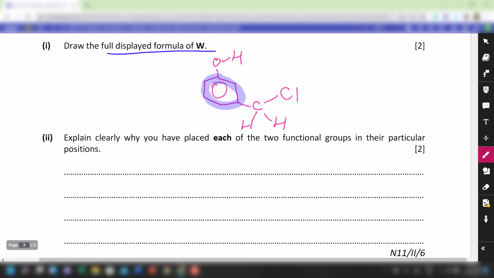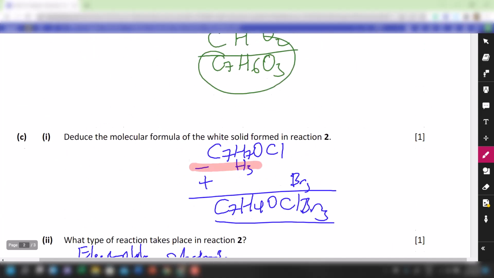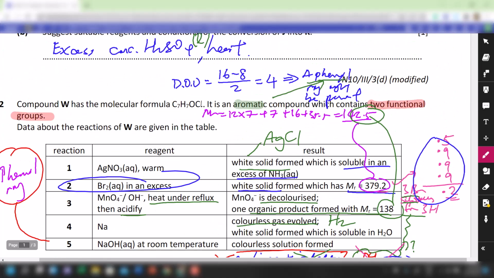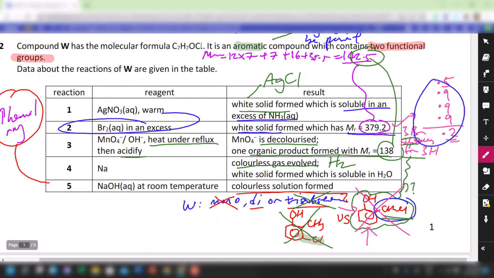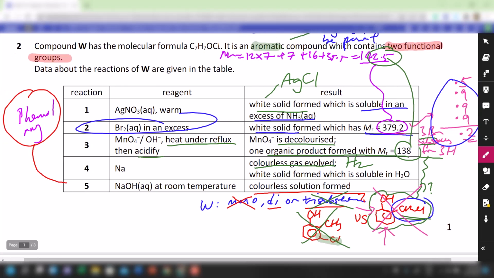And then why is it an aliphatic chloroalkane rather than a chloroarene? I think we have also explained that earlier on. If Cl is bonded directly to the benzene ring, then number one, we will not be able to get a positive test for reaction 1, because the C-Cl bond has partial double bond character, and breaking of the C-Cl bond under the condition described in reaction 1 is not possible.